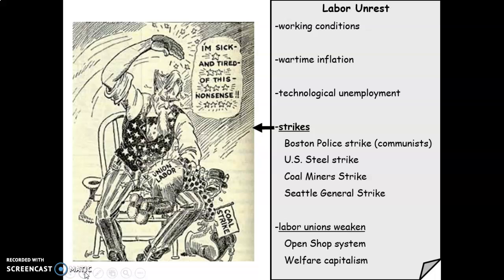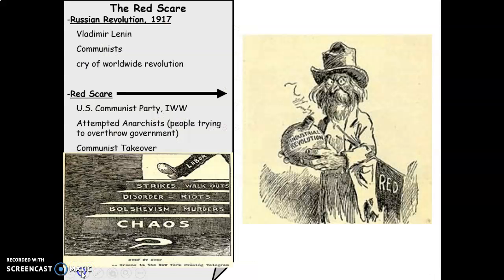Boston police strike. This is where Calvin Coolidge is going to get a name for himself as governor of Massachusetts. He's able to put that down. The U.S. Steel strike, coal miner strike, Seattle general strike. Everybody went on strike. Then labor unions are going to be weakened by the war effort, open shop, and welfare capitalism.